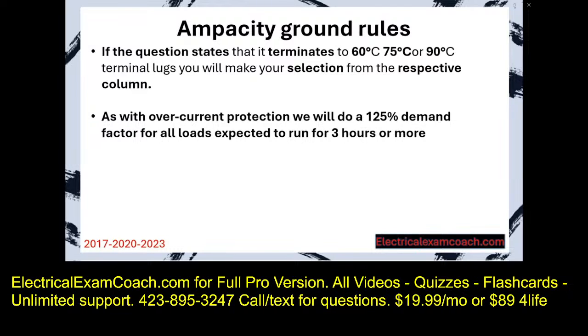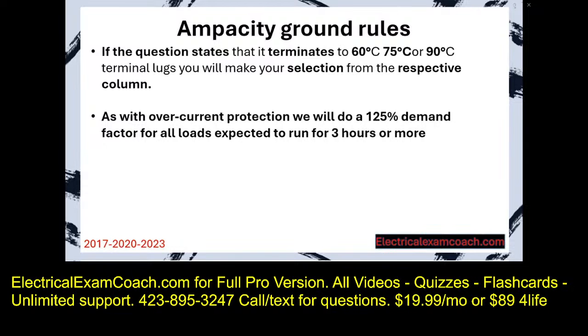Unless modified by a specific piece of equipment or another code, these rules will apply generally. If the question states that it terminates to 60, 75, or 90 degree C terminal lugs, you're going to make your selection from that respective column. And as with overcurrent protection, we're going to do 125% demand factor for all loads that are expected to run for 3 or more hours. Remember our continuous load rule?